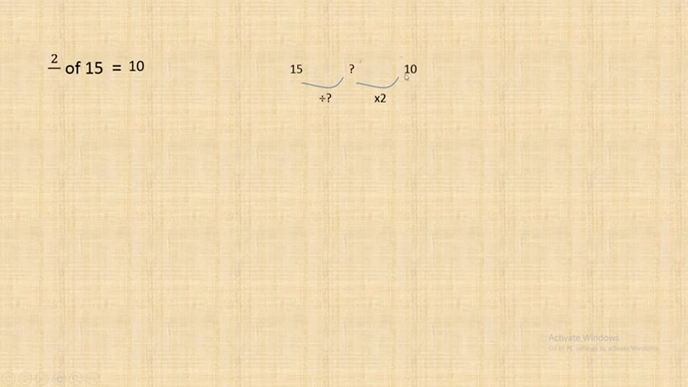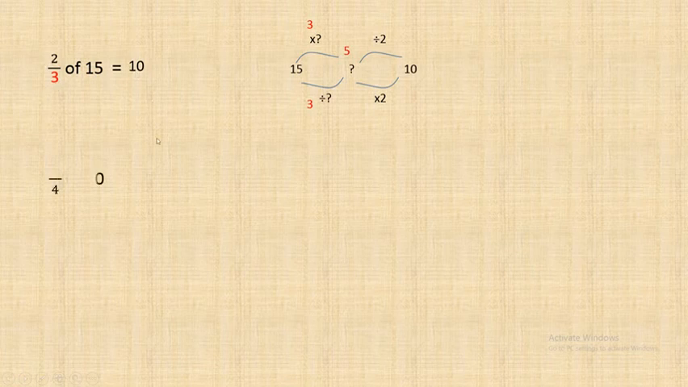So here I will divide by 2. So 10 divided by 2 equals 5. And 5 times what equals 15? Yes, exactly. It's 5 times 3. So here the answer is 3. So let's do it again together to make sure of the answer. 15 divided by 3 equals 5, and 5 times 2 equals 10.